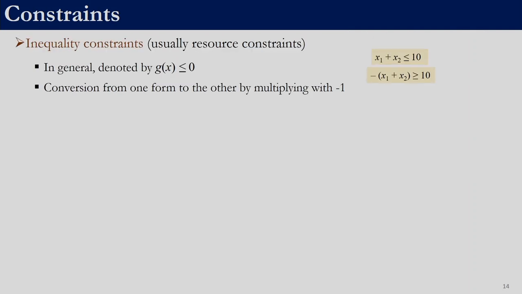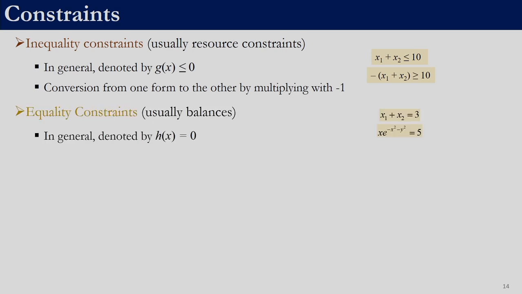So broadly, constraints can be of two types. One is inequality constraints, and the other one is equality constraints. Inequality constraints usually arise when we have resource constraints, where something has to be less than or equal to something, or something is required to be greater than or equal to something. Right. In general, they are denoted by g of x less than 0, but it can be converted into greater than or equal to 0 by just multiplying with a negative sign.